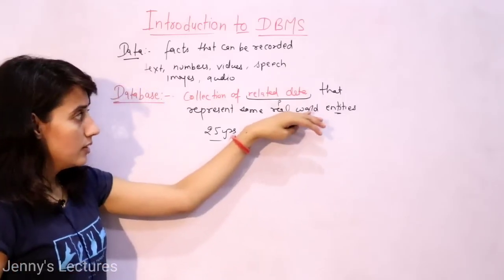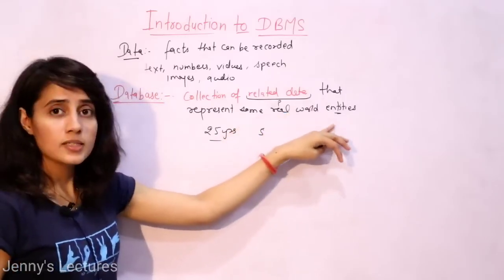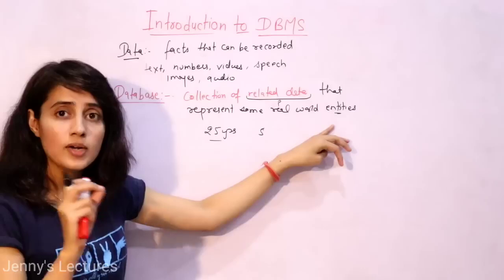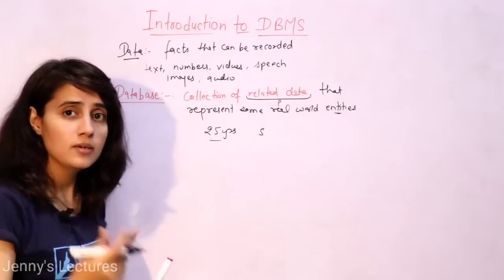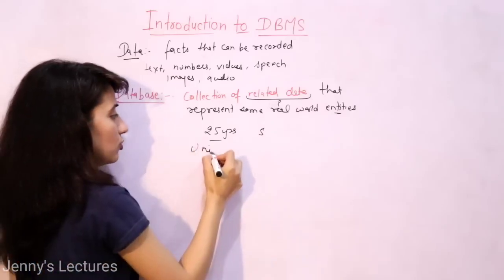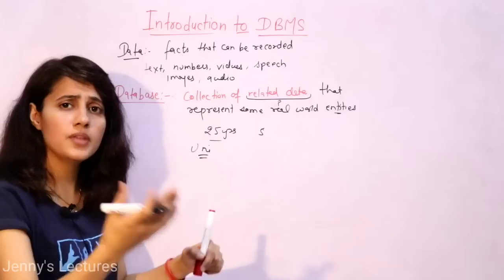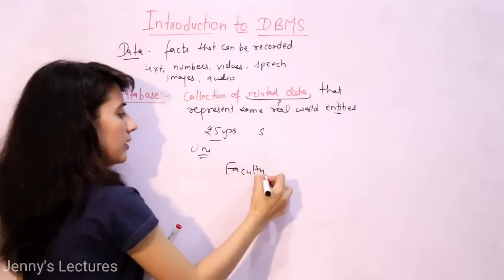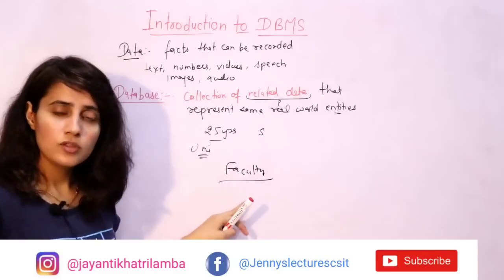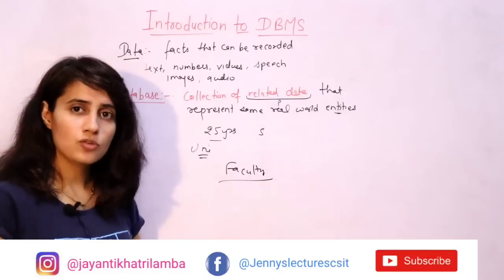Because it should represent some real world entities, and if there is some change in the real world entities, then that should be reflected in the database. Suppose I am taking an example of a database of a university. On the website of any university you will find a tab for faculty, and when you click on the faculty, you can see the faculties of that university.